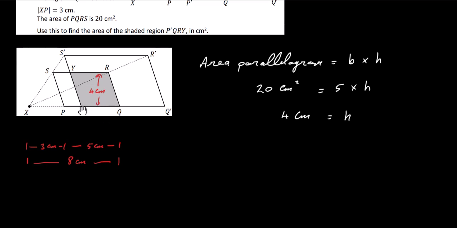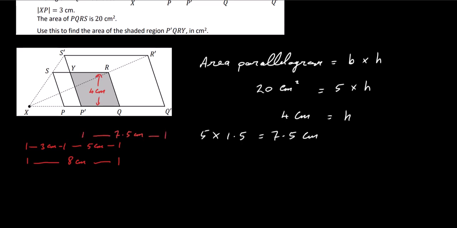So what I'm going to do is just work out the base of this big parallelogram first. So we know the base of the small parallelogram is 5 centimeters. So all we've got to do is multiply that by the 1.5 scale factor. So take 5, multiply it by 1.5, and that'll give you 7.5 centimeters. So I've now got the base of the large parallelogram. So this is 7.5 centimeters from here to here.